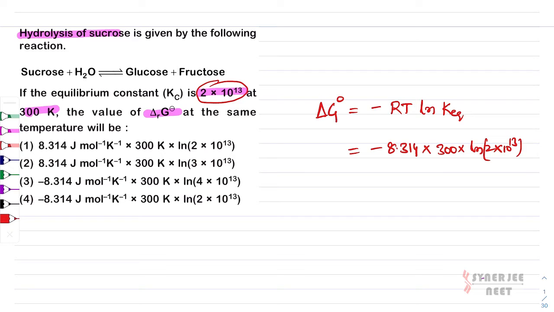So if you use that, minus R, which is 8.314, into temperature 300 Kelvin, into logarithm of 2 into 10 power 13. Since you have taken the R value as 8.314, ultimately you will get the answer in terms of joules. So which option is matching with minus 8.314 into 300 into ln 2 into 10 power 13? This answer is matching. So this is the right answer for this.